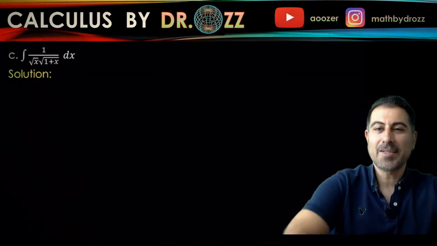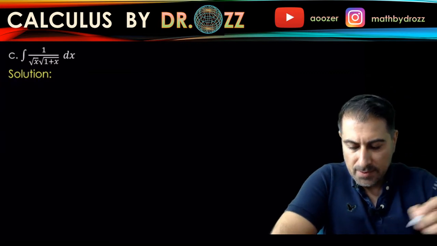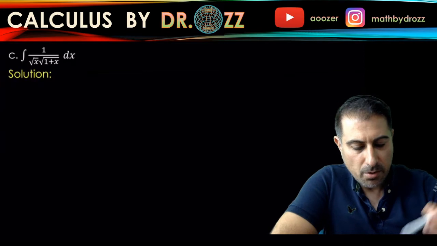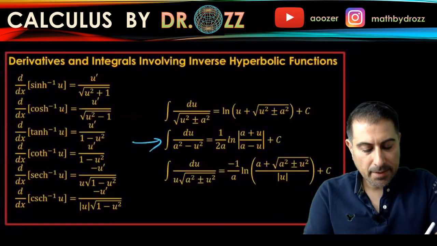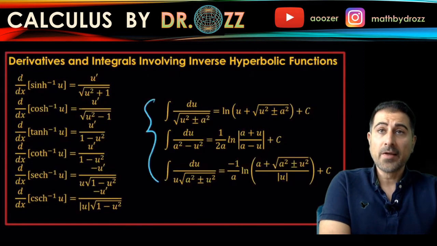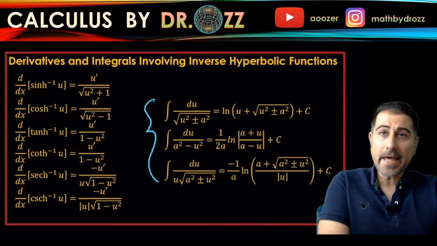All right, let's start with part C. I have 1 over radical x times radical 1 plus x. So this is an application of this table here. We have three kinds of integrals, and I have to figure out which one is the most compatible with what I have here.